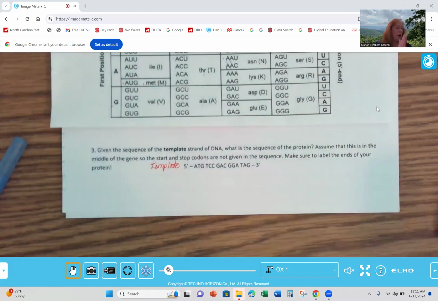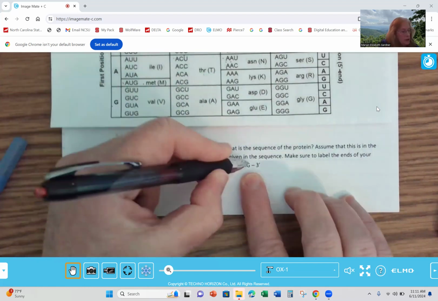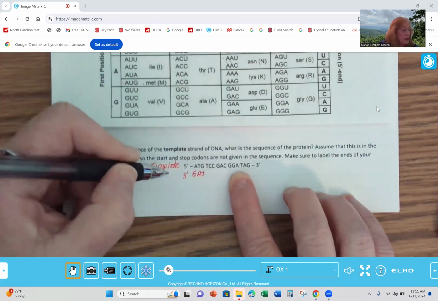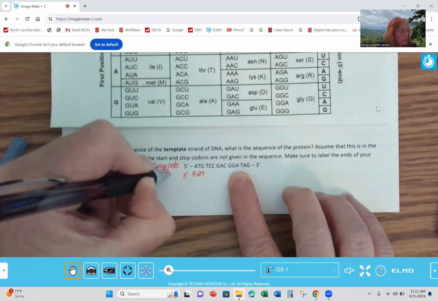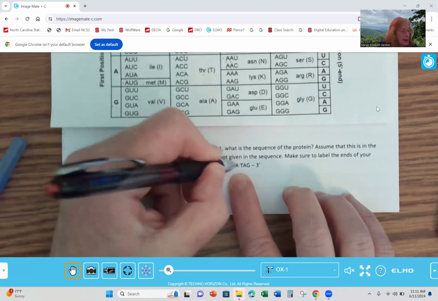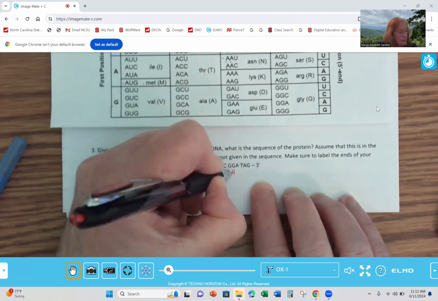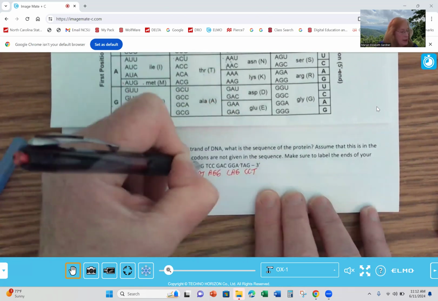So if I wanted to flip this around and make this a little bit easier, there are 2 ways I could do it. I could transcribe it first, or I could flip this. So my template reads 3' to 5'. And that just goes GAT. And these are broken up in the codons. I'm going to call this template flipped. Then AGG, CAG, CCT, and GTA.